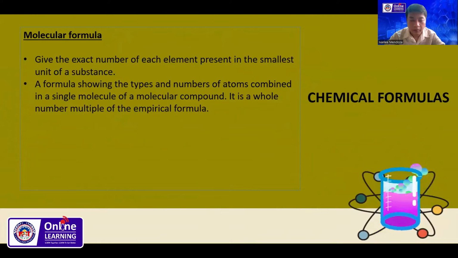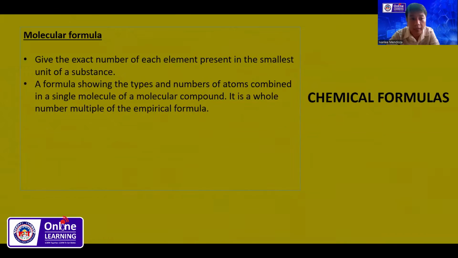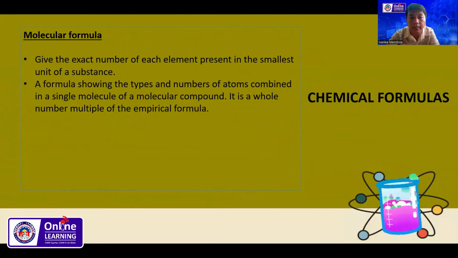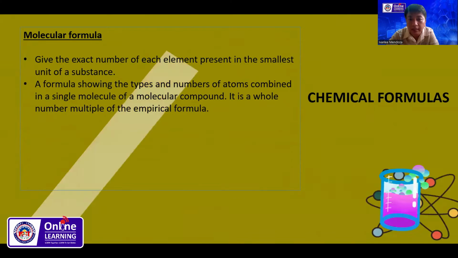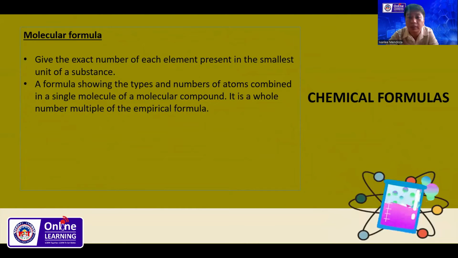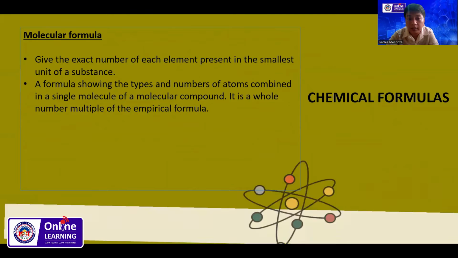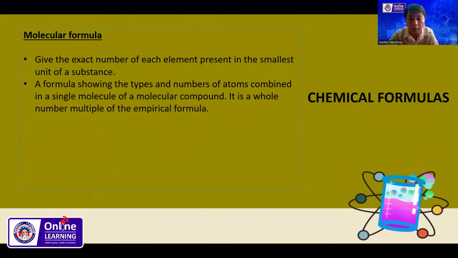Now, let us proceed to the chemical formulas. The first one is the molecular formula, which gives the exact number of each element present in the smallest unit of a substance. It is a formula showing the types and numbers of atoms combined in a single molecule of a molecular compound. It is a whole number multiple of the empirical formula.